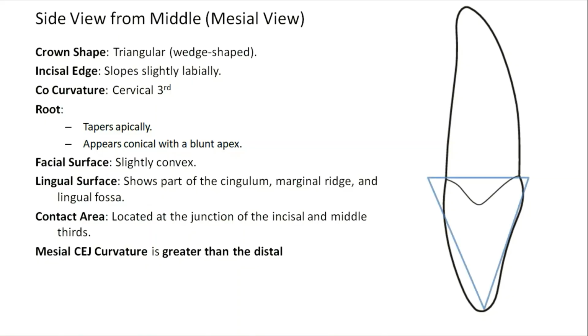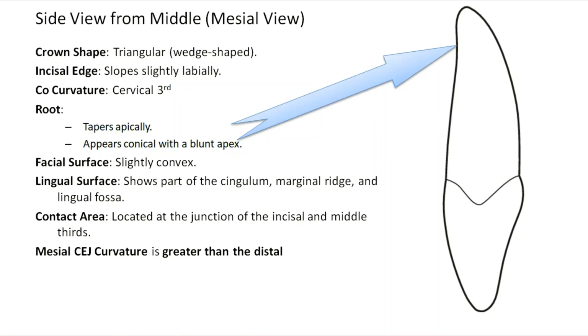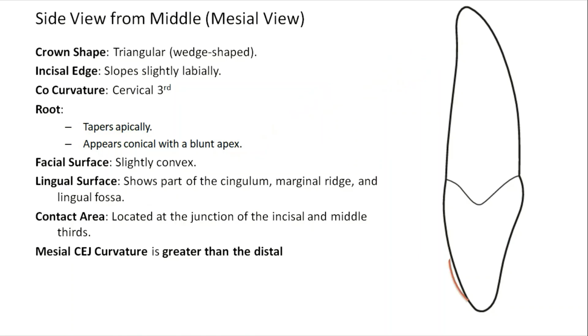We will see the root tapers apically. It tapers toward the end. The root appears conical with a blunt apex. The facial surface is slightly convex. The lingual surface shows part of the cingulum, marginal ridge, and the lingual fossa. The contact area is located at the junction of the incisal and middle third. The mesial cemento-enamel junction curvature is greater than the distal, meaning the mesial has more curvature.